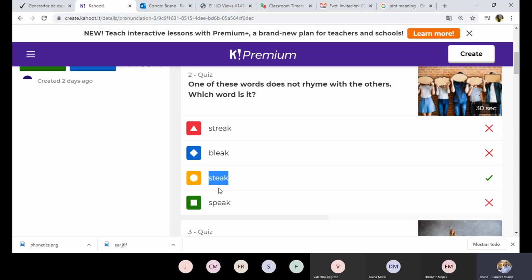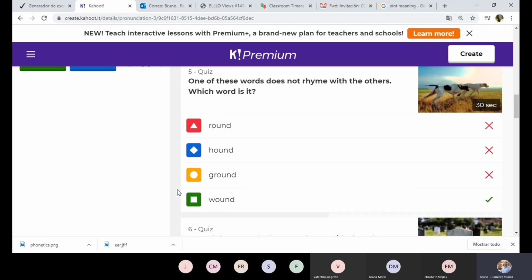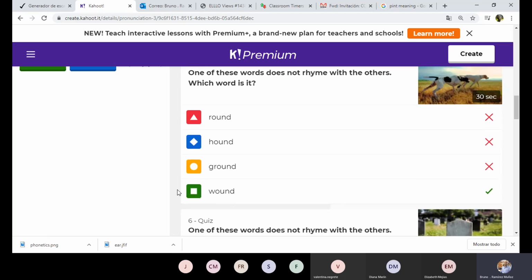Steak. Like the word we say in Spanish, bistec, right? Bistec, which is, you know, a piece of meat. Bistec comes from beef steak. So that's the pronunciation of this yellow option. Steak against streak, bleak, and speak. Okay. Any other questions? Now at number 5 here.